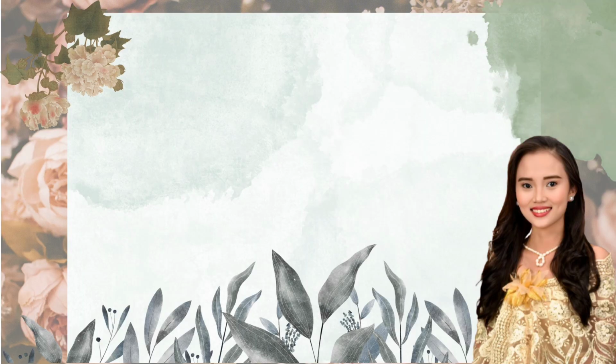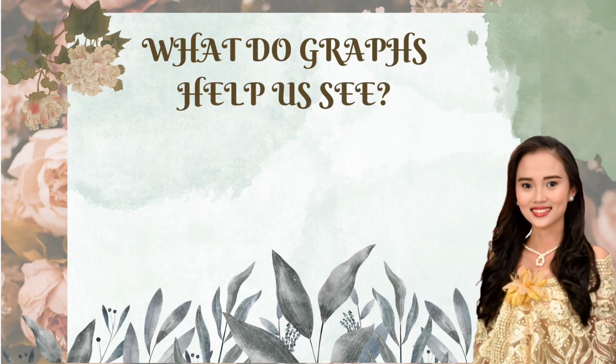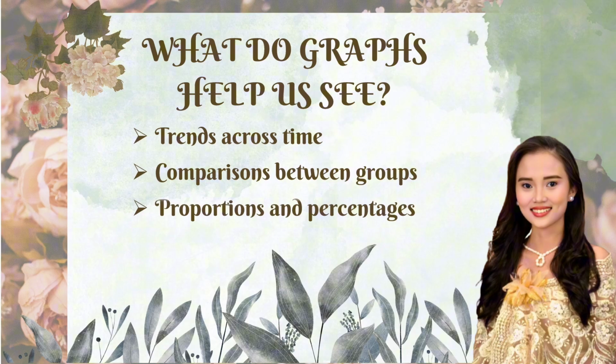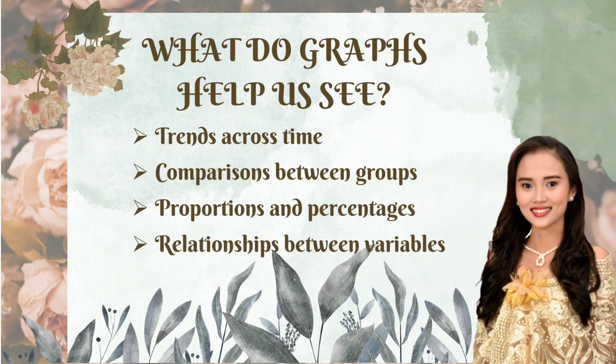So what do graphs help us see? They help us see the trends across time, comparisons between groups, proportions and percentages, and relationships between variables. When you look at a graph, your goal is to interpret the message behind the numbers. Ask yourself, what is increasing? What is decreasing? What category is the largest or smallest? Graphs can help us understand data instantly.